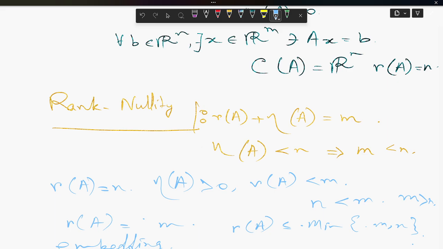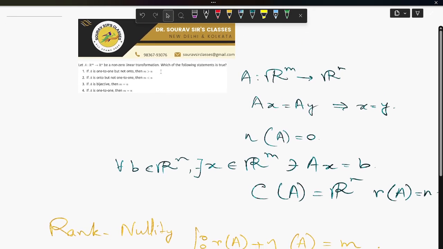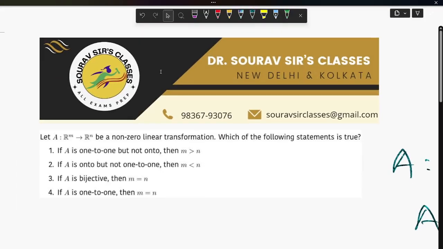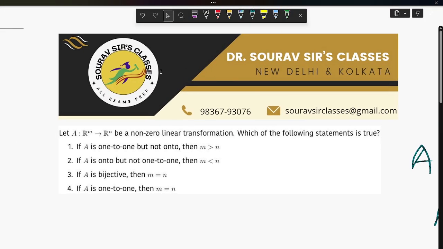So by these conditions, we can say that the only true statement will be statement 3, which tells us that if A is bijective, then M is equal to N. Okay. So the correct answer of this question will be option 3.